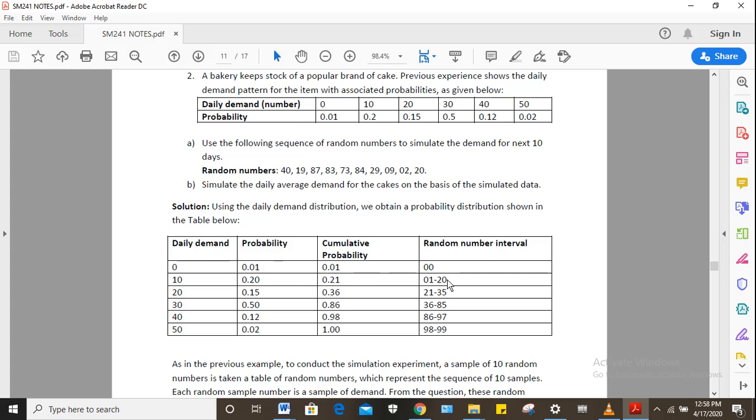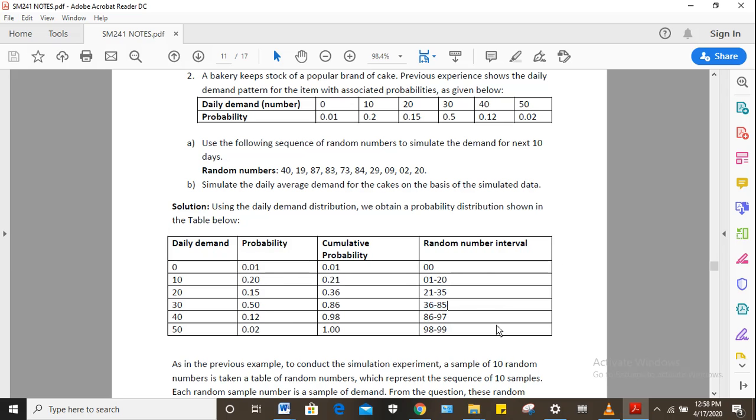Then the next number after the upper limit of this interval is 21. Then you take this 20 and add this 15, you get 35. Then the next random number is 36. Then from this 35, you add 50, you get that one, and so forth.